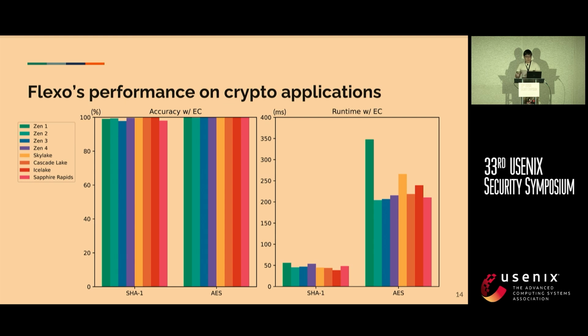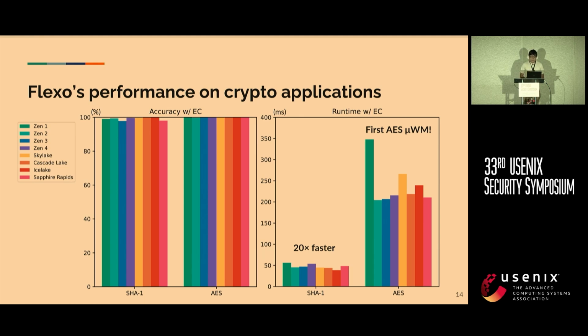For these 2 crypto applications, both of them can achieve very close to 100% accuracy on all these machines. And for the runtime, our SHA-1 circuit takes around 15 milliseconds to compute, and this is 20 times faster than the state-of-the-art. For AES, it takes around 200 to 350 milliseconds, and even though this is much slower than a normal AES using ISA instructions, this is the first AES microarchitectural word machine in the literature, and this is fast enough for many applications.